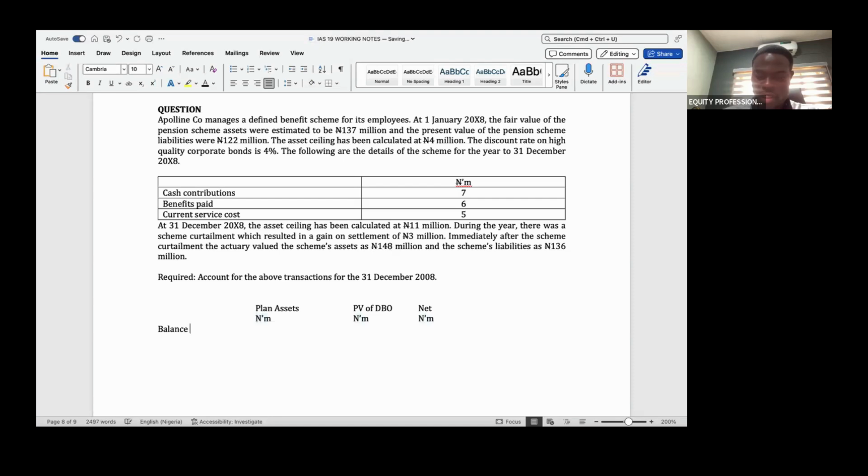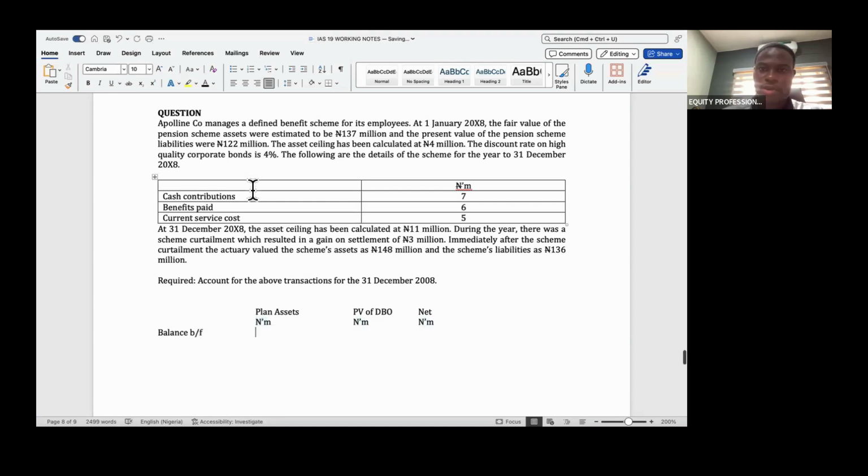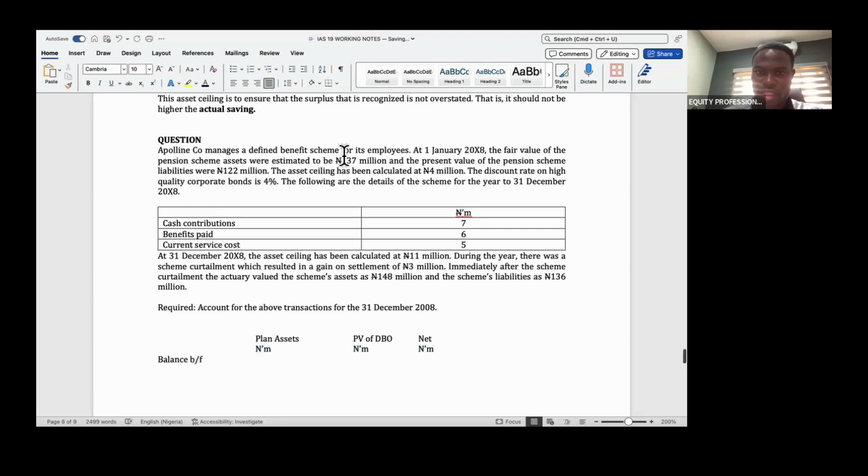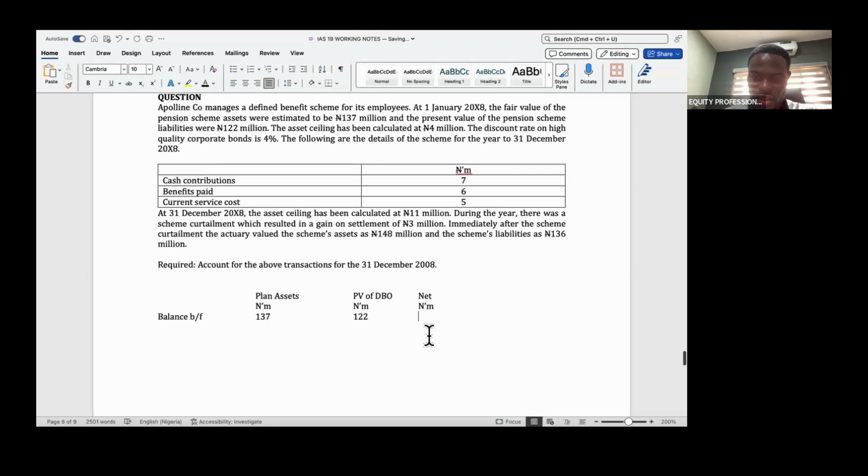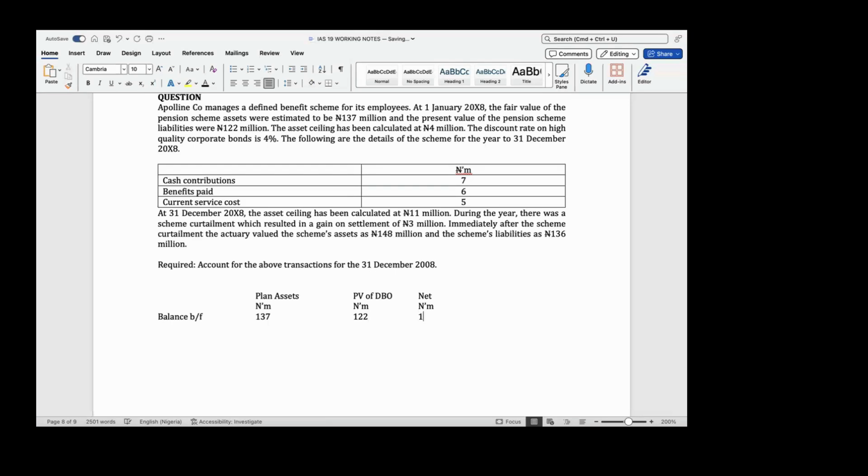So the balance at the beginning, what's the balance going forward? For the scheme assets, 137. For the scheme liabilities, 122. Okay. This time around, I think I might need a difference in order to get the net. So what's the difference? 15 million.